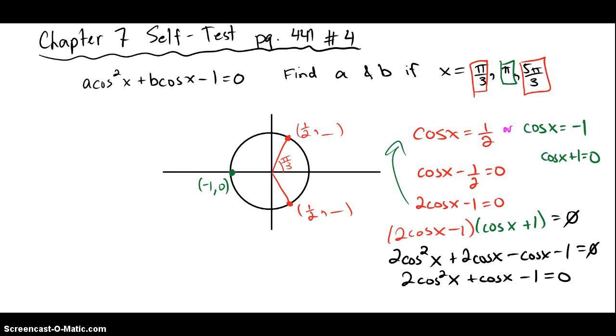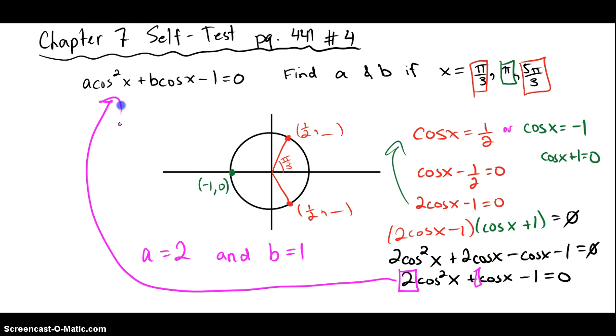And here we can pick out our a and our b, because it's in this form. My b here is actually 1, since there's nothing there. So my a equals 2, and my b equals 1. And you can see this looks like this now. I hope that makes sense.